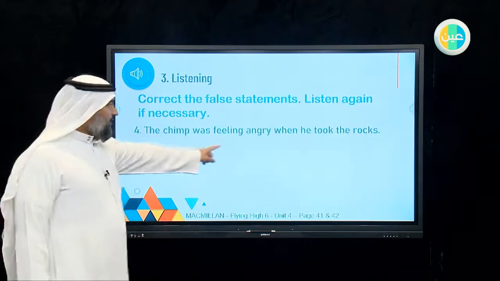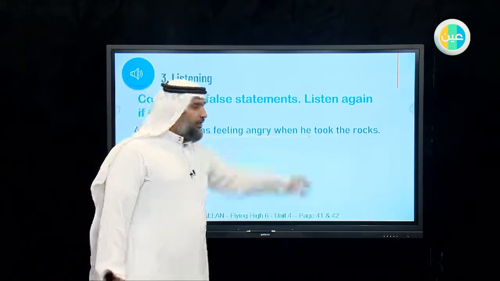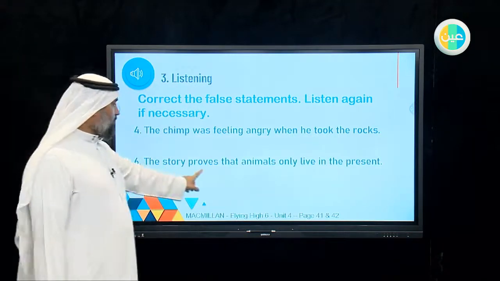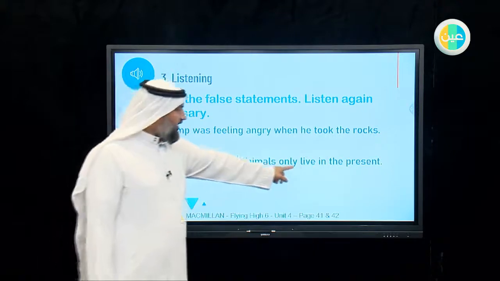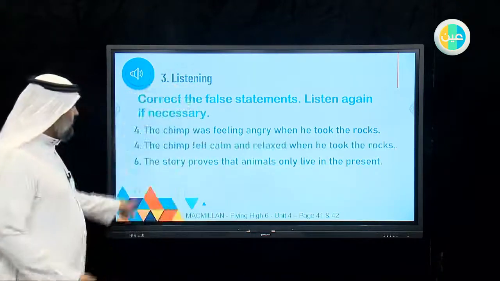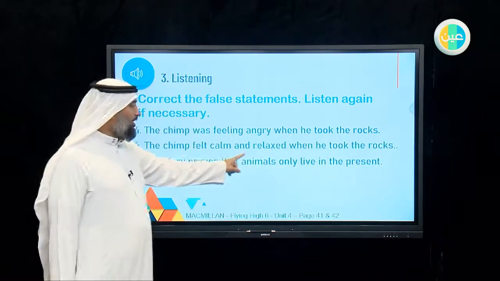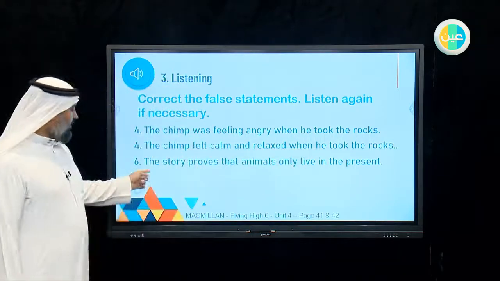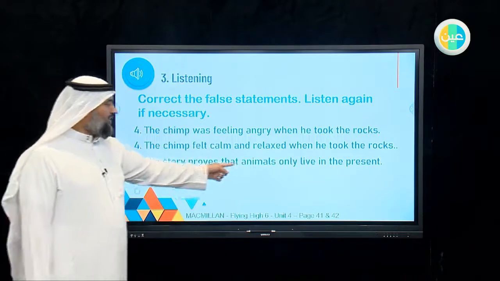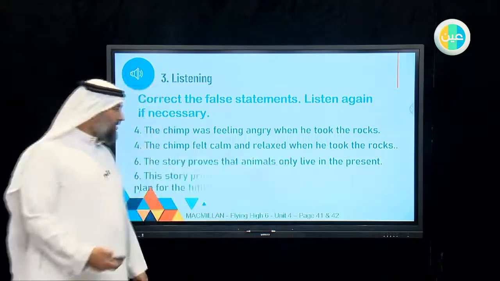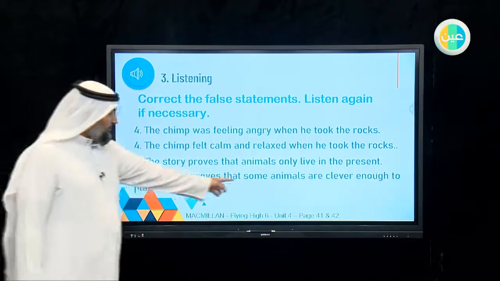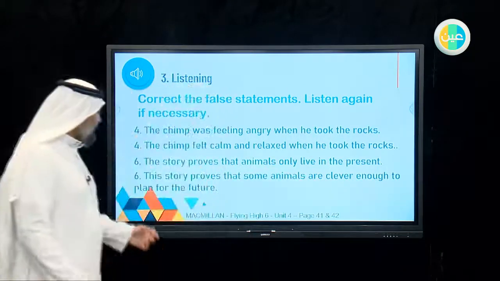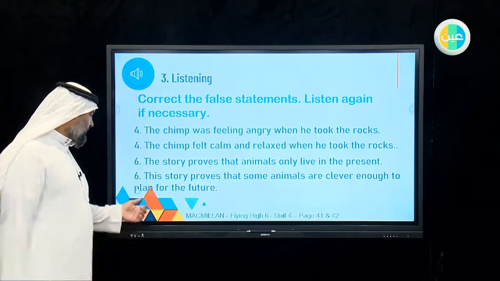The chimp was feeling angry when he took the rocks. No, he wasn't. So the chimp felt calm and relaxed when he took the rocks. And the second one, the story proves that animals only live in the present. No, the story proves that some animals are clever enough to think about the future.